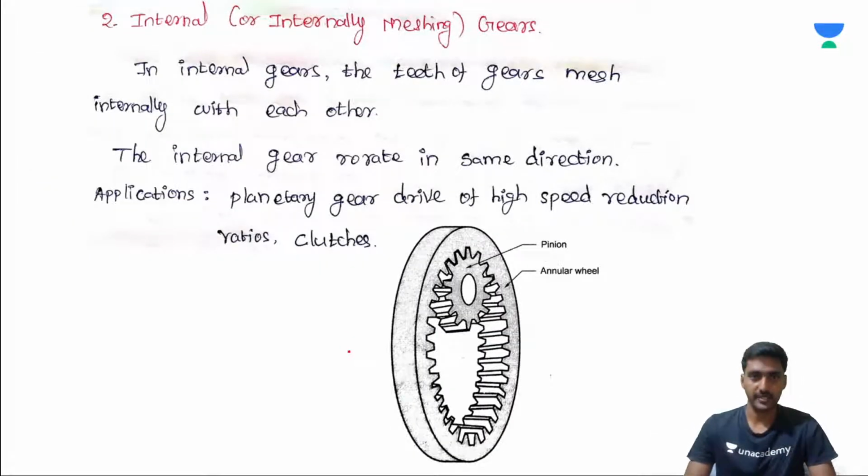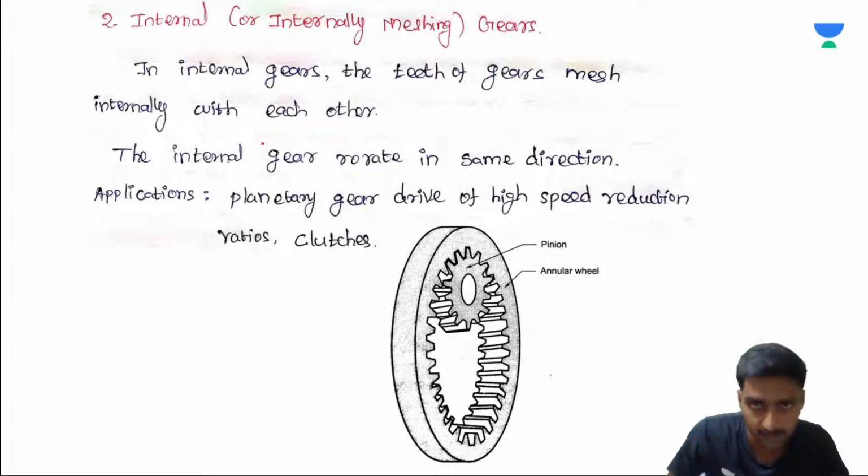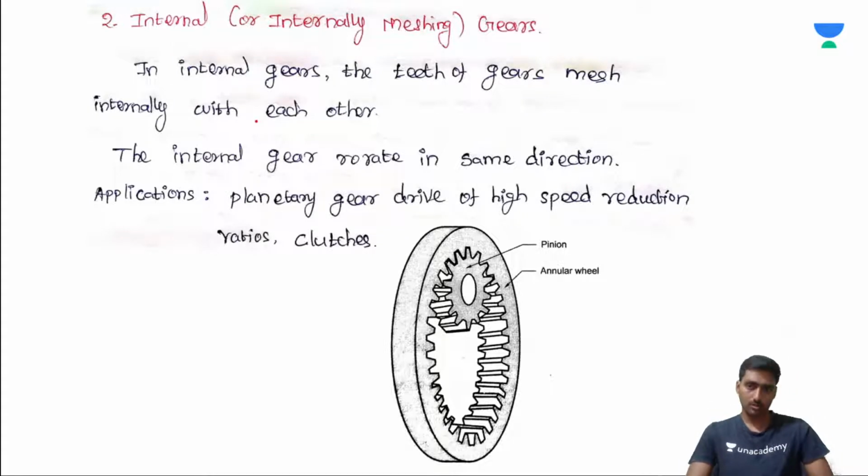Now, internally meshing or internal gears. In internal gears, the teeth of the gears mesh internally with each other. Internal gears rotate in the same direction. Application: planetary gear drives for high speed reduction ratios, as well as calculations.